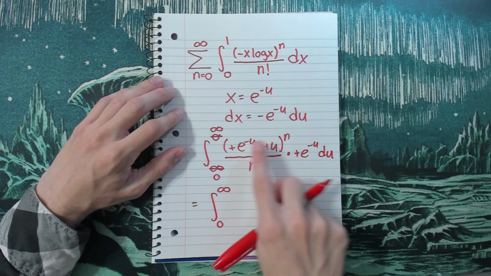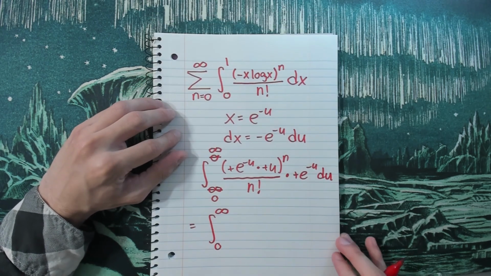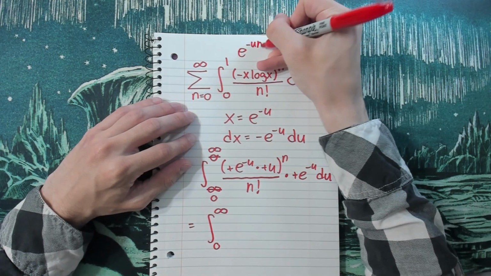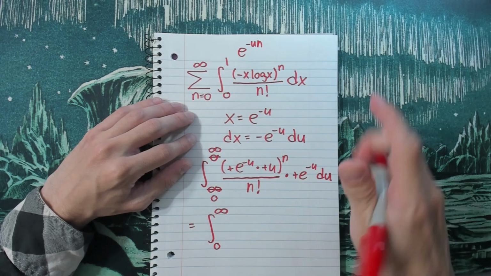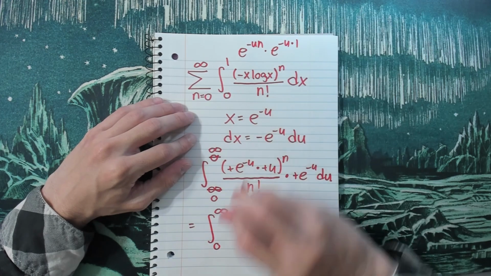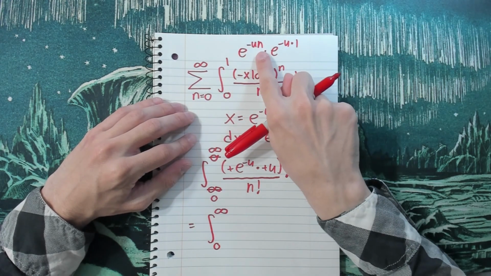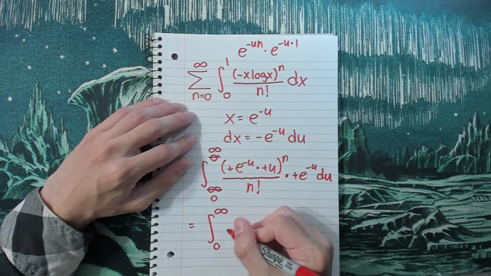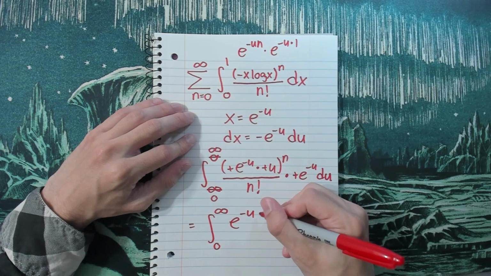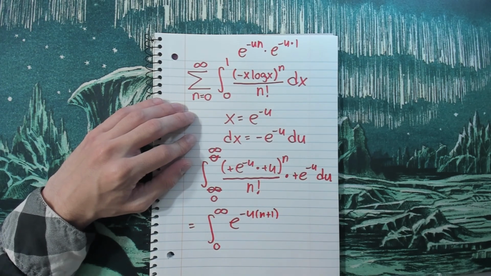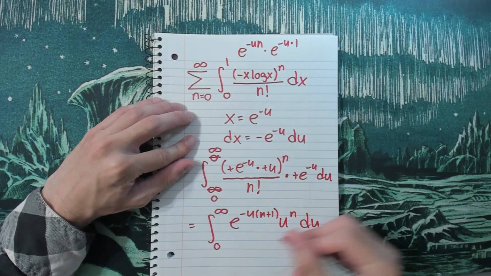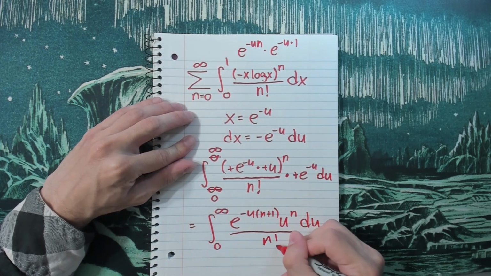So e to the negative u to the power of n. Let me write it up here real quick. E to the negative u to the power of n is going to give me e to the negative u times n, and then I'm multiplying that by e to the negative u, like this. So this negative u is multiplied by 1, so I'm going to add these exponents together. N plus 1 is what I'm going to get. So I'm going to get e to the negative u times n plus 1, like that. And then u to the power of n, that's easy. That's just u to the power of n, and we've got the du, and we're all over n factorial.